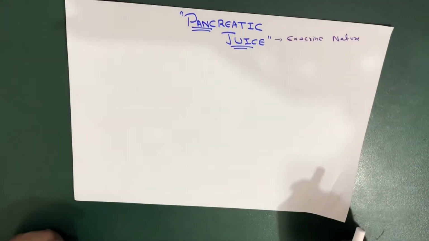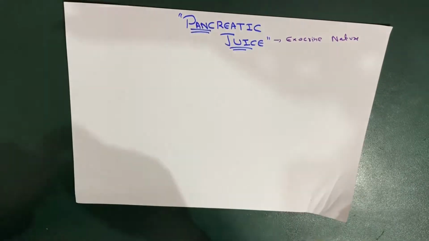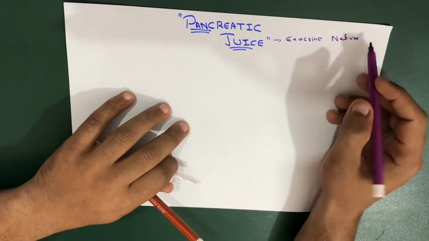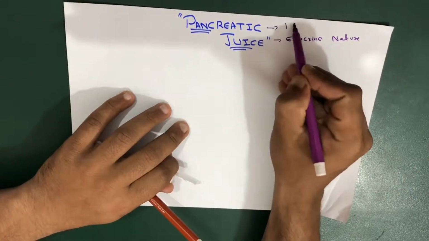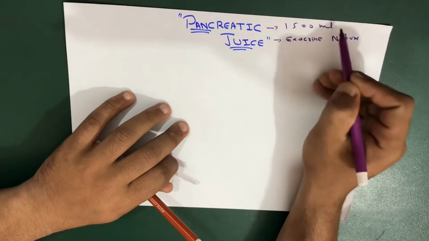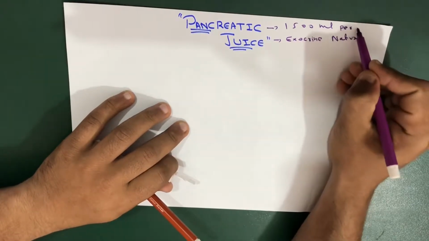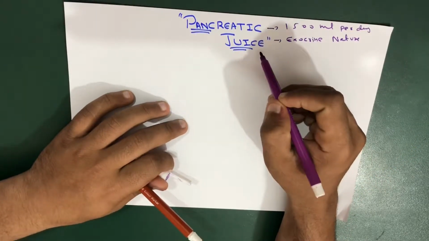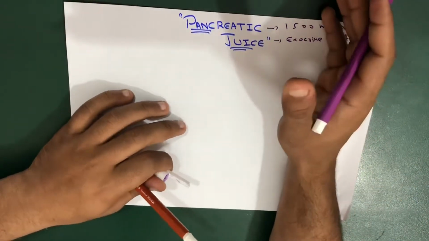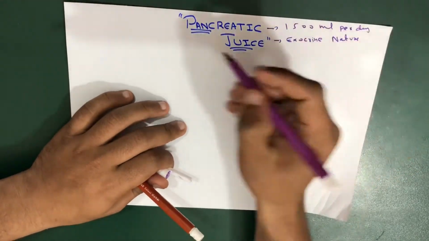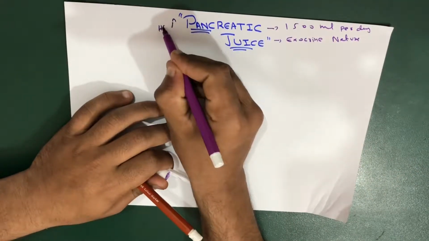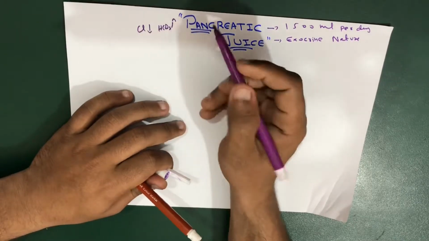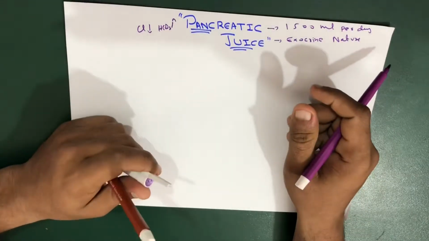In this session of the video, we're going to talk about the pancreatic juice, which is exocrine in nature, synthesizes various enzymes, and releases around 1500 ml per day. The pancreatic juice is alkaline in nature with high bicarbonate (HCO3) and lower chlorine, and it is isotonic in nature.